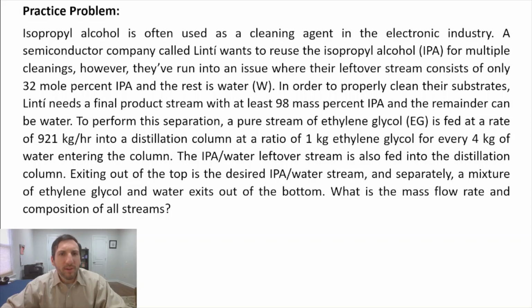To perform the separation, a pure stream of ethylene glycol is fed at a rate of 921 kilograms per hour into a distillation column at a ratio of 1 kilogram ethylene glycol for every 4 kilograms of water entering the column. The IPA water leftover stream is also fed into the distillation column. Exiting out of the top is the desired IPA water stream, and separately a mixture of ethylene glycol and water exits out of the bottom. And we want to know the mass flow rate and composition of all streams.